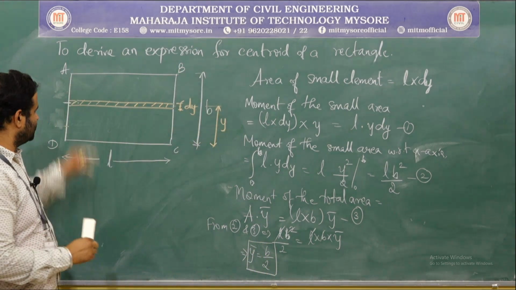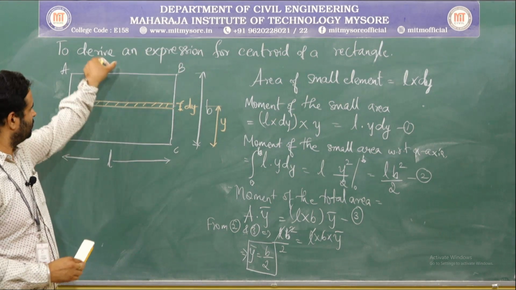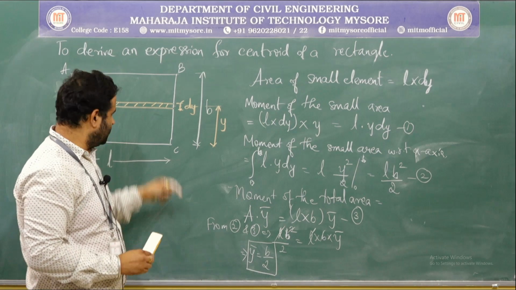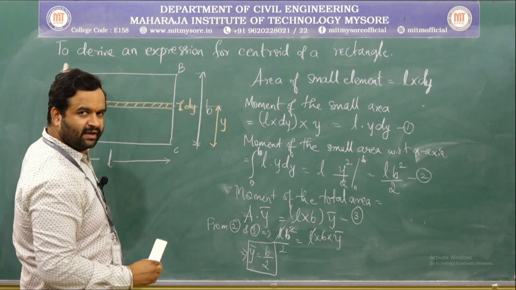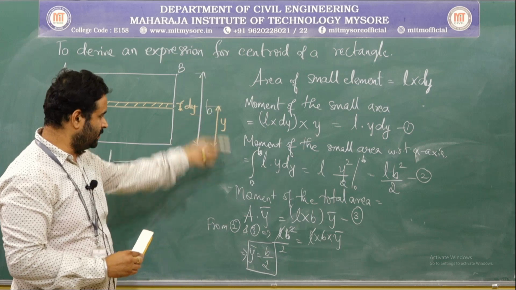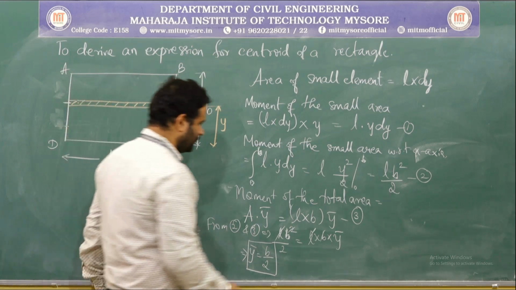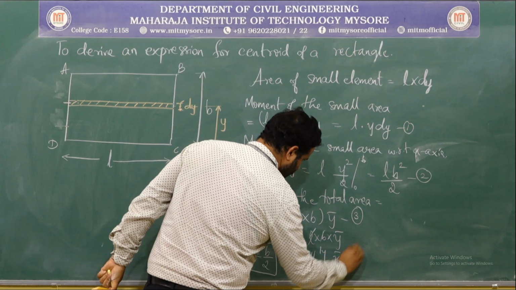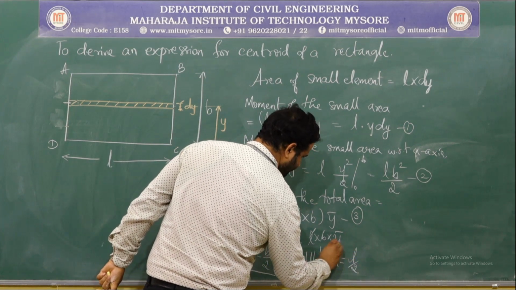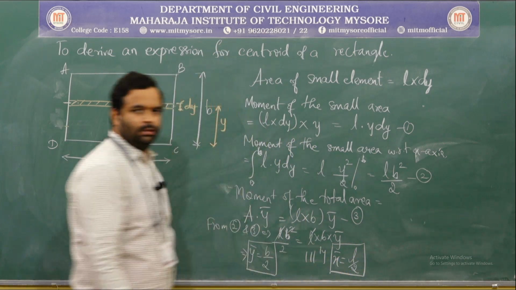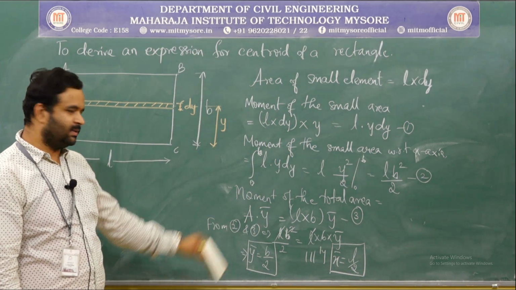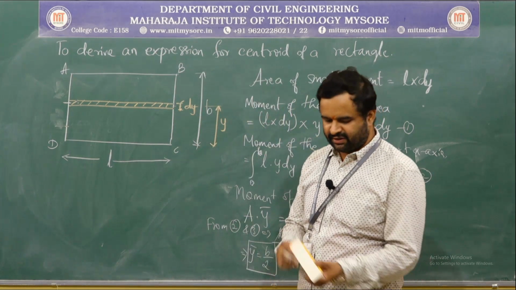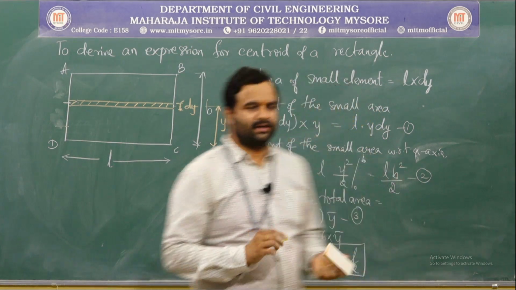Similarly, if you consider this small element along the vertical direction and repeat the steps, but this y will become x here, and continue with the same steps, you are going to get the x bar value is equal to L by 2. Okay. So, x bar is equal to L by 2 and y bar is equal to B by 2. This is the centroidal values of a rectangle.